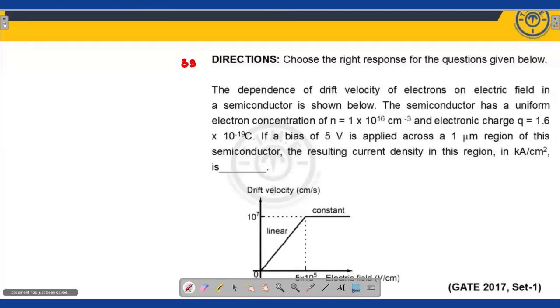Question number 33, page number 2, very important. How to do this particular problem, let me explain over here in a detailed manner. See here. Wait a minute.